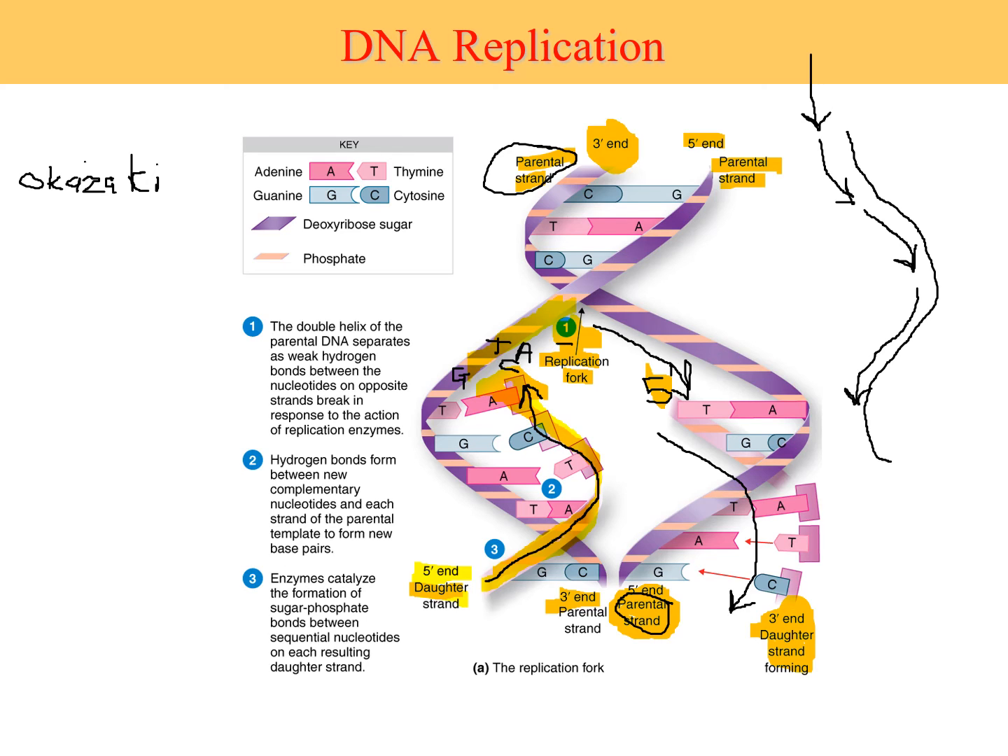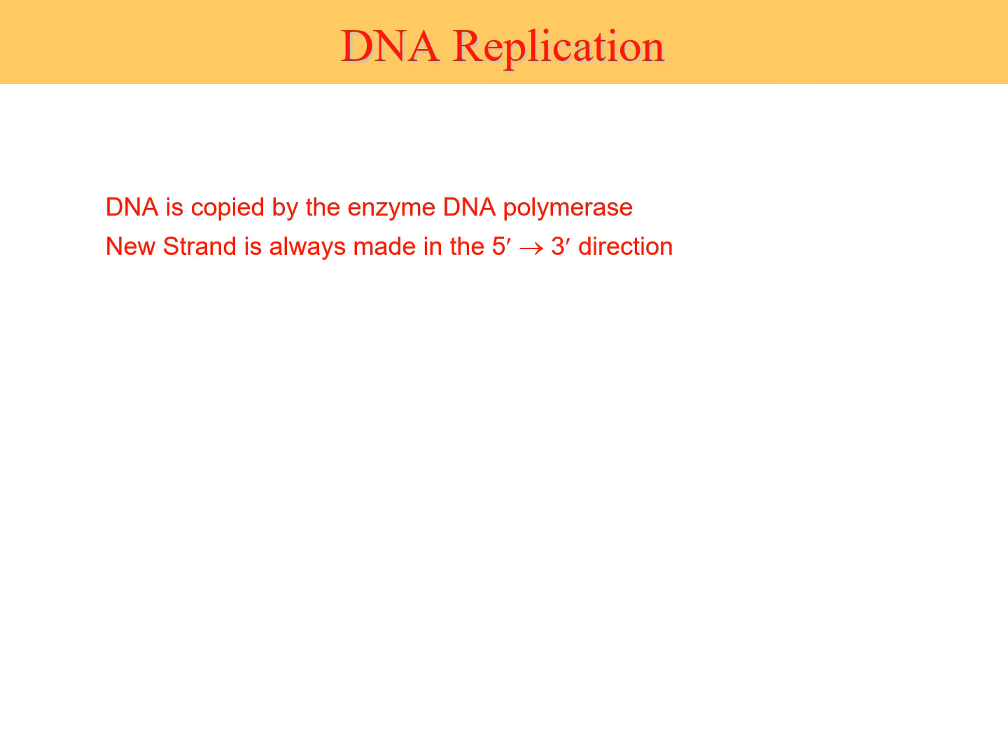Okay. Let's move on. Now the enzyme that carries out that synthesis of the new daughter strand, on both sides it's the same enzyme, is called DNA polymerase. And again, I remind you that the new daughter strand is always made in the 5' to 3' direction.